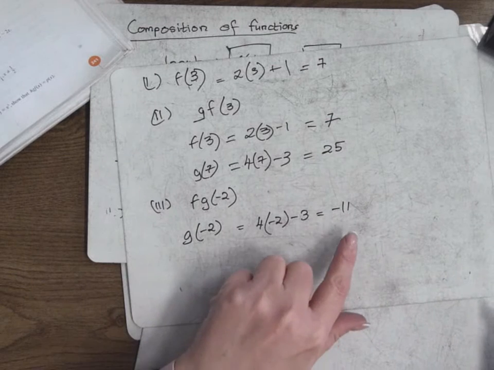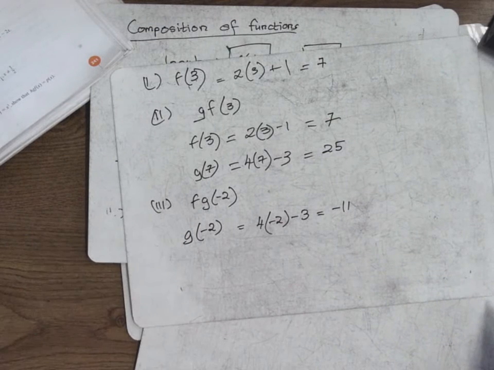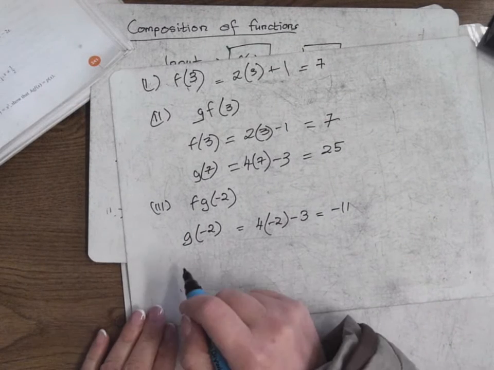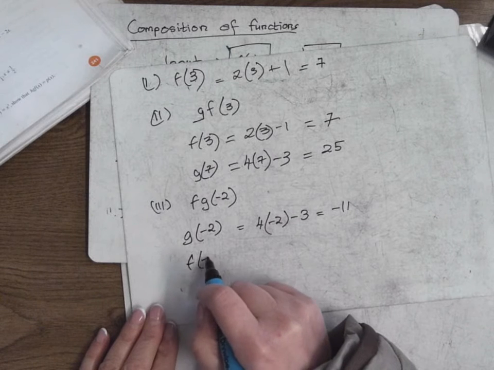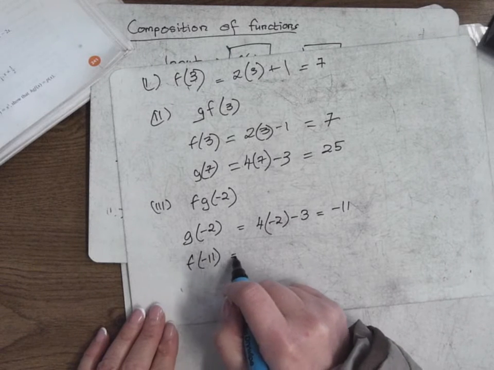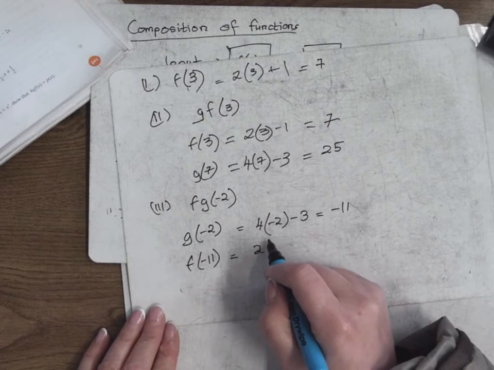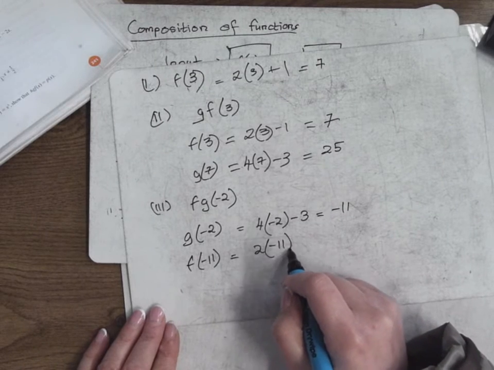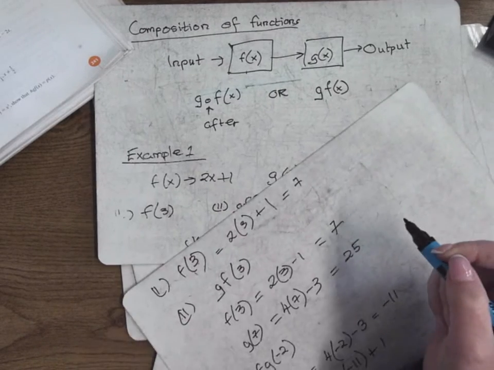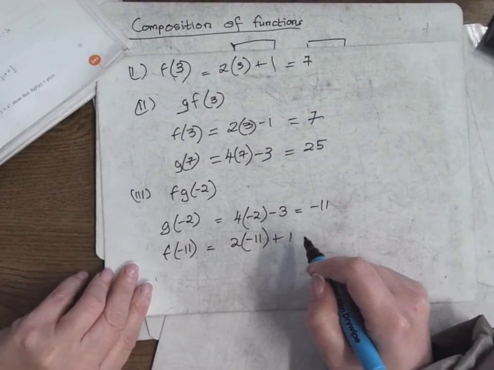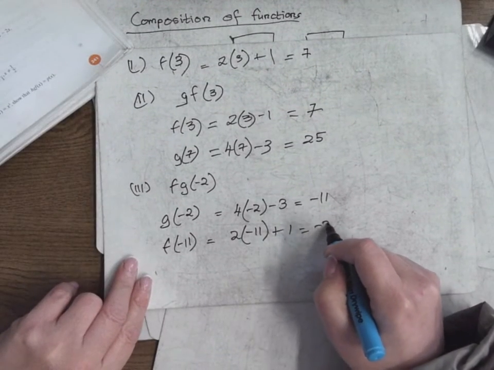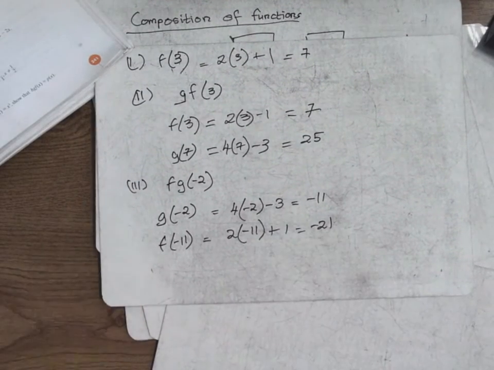Okay? You take the answer and then you put it into F. So that's F of minus 11. So everywhere I see an X, put a minus 11. So it's 2 times minus 11 plus 1, is it? 2x plus 1, yeah. Okay, which is minus 21. Minus 22 plus 1 is minus 21. Is that okay?